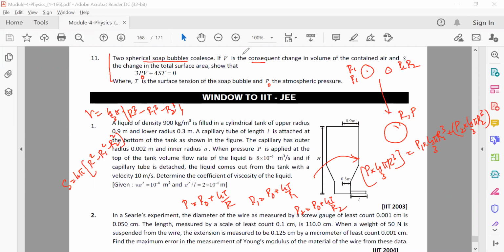The concept of the question clear? Like, P1 V1 plus P2 V2 is equal to the final pressure into the new volume, because the total number of moles is conserved and temperature remains constant throughout. Okay. And the other thing is you are using the formula of excess pressure. Is it okay, Kevin?